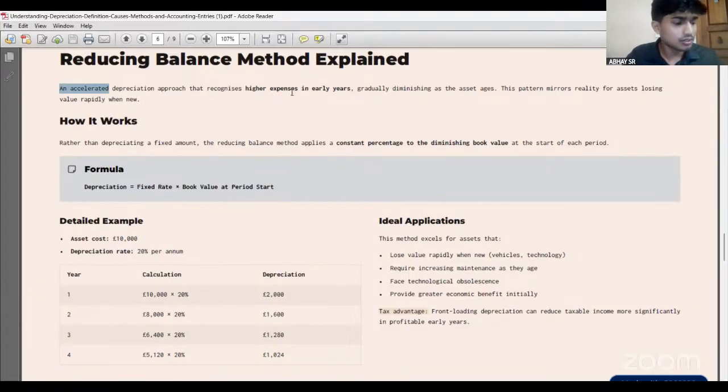Years, diminishing the, just a second, sorry. Yeah, we can continue.